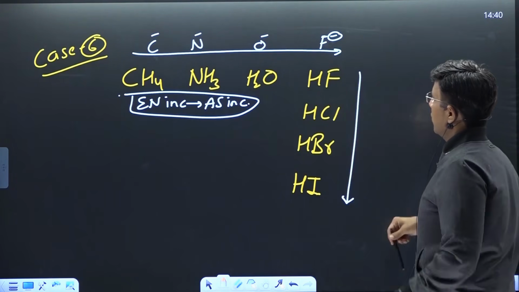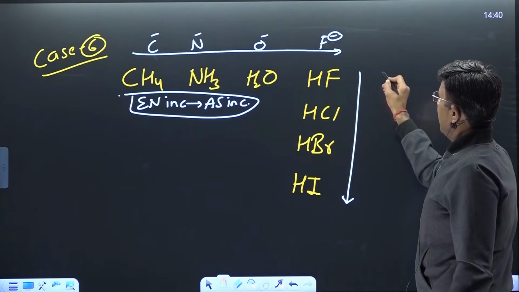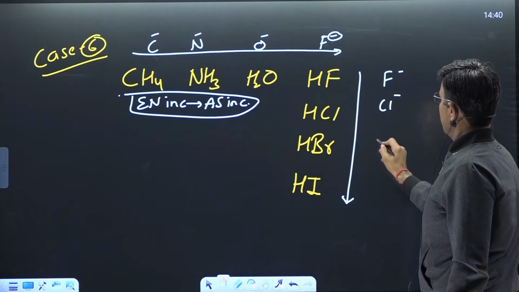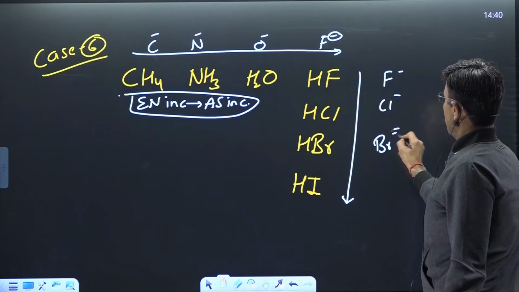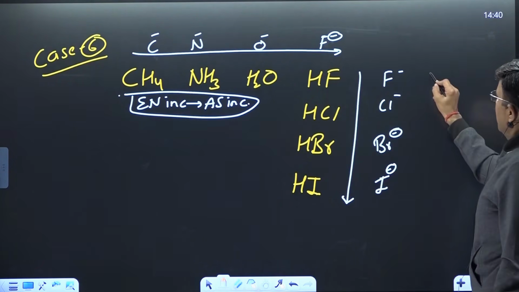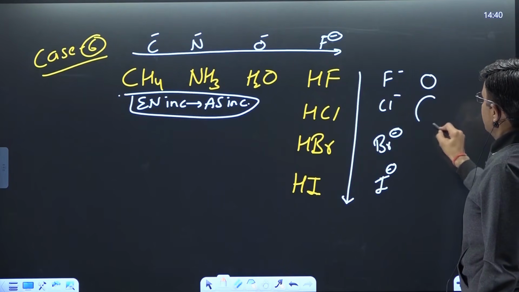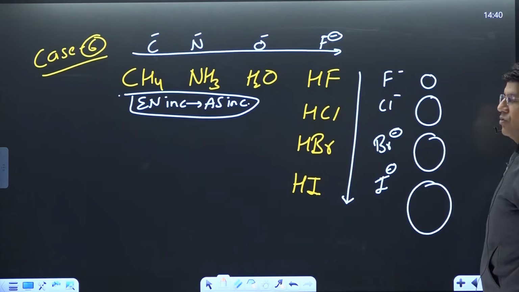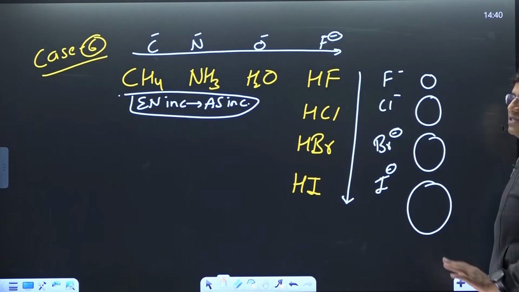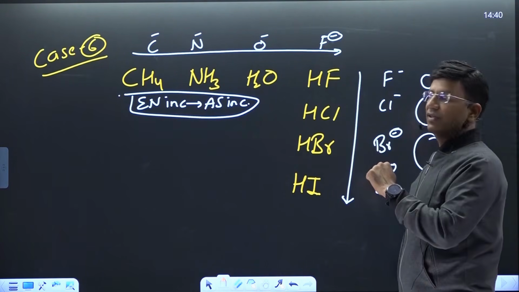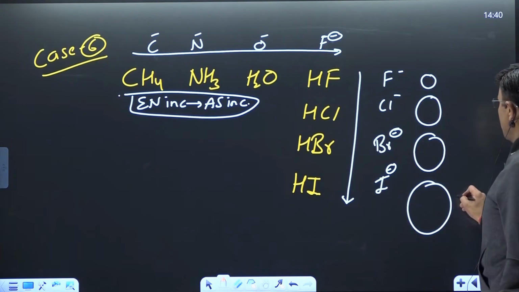And tell me what will happen if you come to the group. When you remove H, what does it form? F minus, Cl minus, Br minus, and I minus. Out of these 4, which one is the most stable? This is F minus, then Cl minus, then Br minus, and then I minus. So when we go down the group, size becomes important there. Electronegativity matters when the sizes are comparable. So out of these 4, which one will be the most stable?